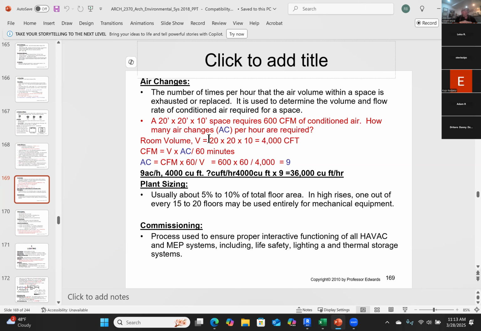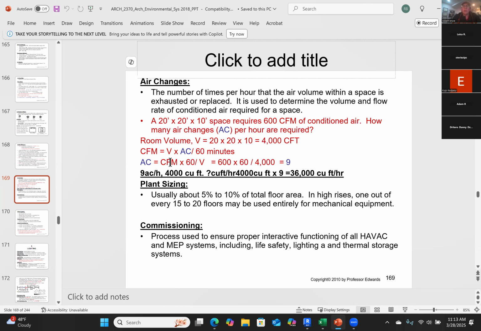What is the CFT? CFM. That says CFM is room cubic volume per minute. Room volume V equals 20 by 20 by 10 equals 4,000 CFT. Is that supposed to say CFM or is that? Yeah, cubic feet is what it really is.